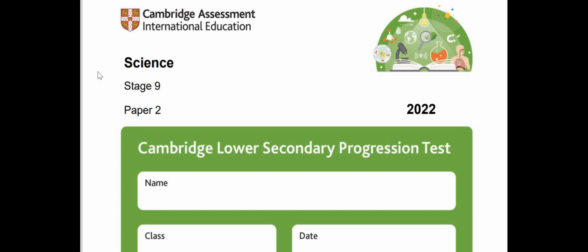Hi guys, today we're going to discuss the Cambridge Assessment International Education past paper, Science, paper 2 from the year 2022. This is the Cambridge Lower Secondary Progression Test.